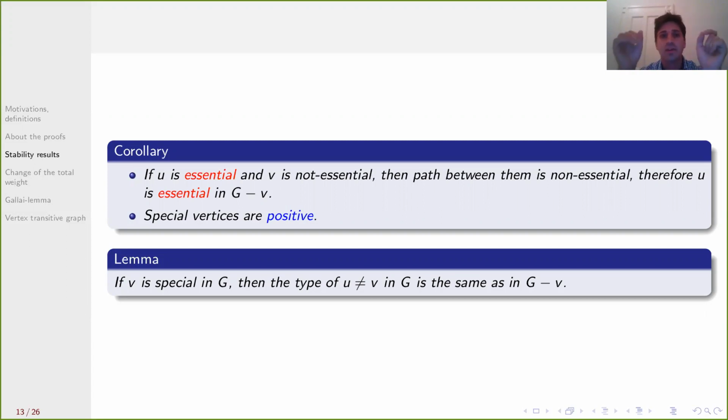Also, with that, we can see that special vertices have to be positive vertices. Why is that? Because the definition of special means that the vertex is not essential, but it has an essential neighbor. If I delete that vertex, then the essential remains essential. So by definition of positivity, we see that there is already an essential vertex in the deleted graph, so it has to be positive. Okay. And you can believe me that deleting any special vertex doesn't change the type of the vertices. So this is the lemma.